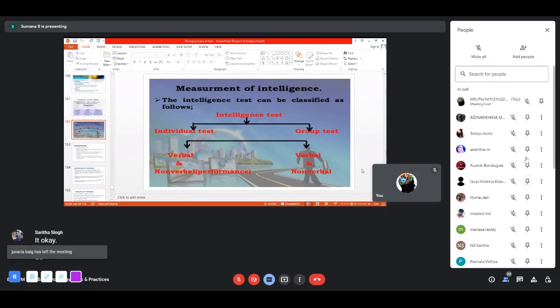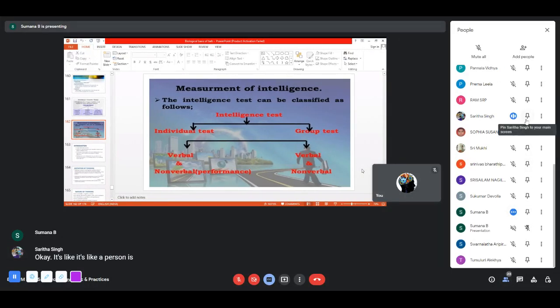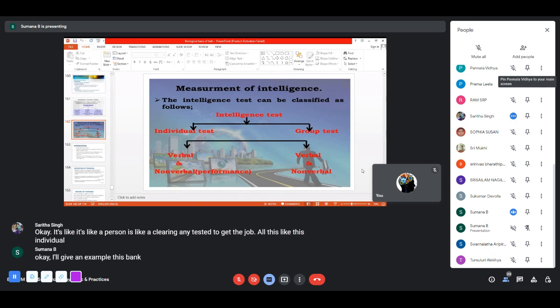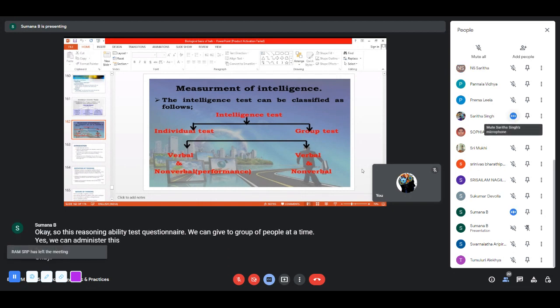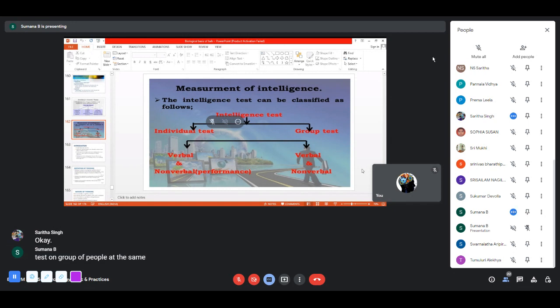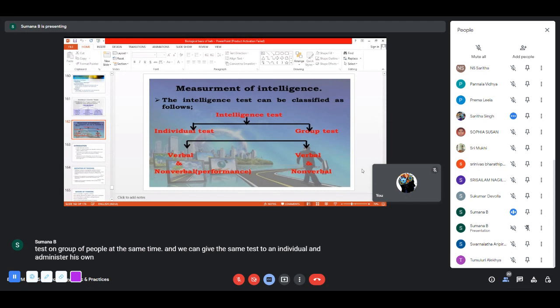If a person is clearing any test to get a job, I'll give an example. There are bank exams. You will have some reasoning ability test. This reasoning ability test questionnaire we can give to a group of people at a time. We can administer this reasoning test on a group of people at the same time, and we can give the same test to an individual and assess his own intellectual ability. So the same intelligence test can be administered at the individual level and the group level.